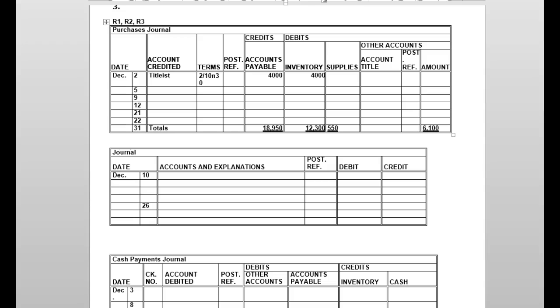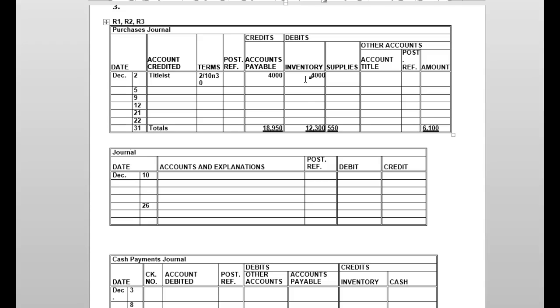Now, this is the important part. We're putting this full amount in at $4,000. If we pay the discount, we're going to have to decrease the value of that inventory because we have taken a discount and we will not have paid $4,000. So keep that in mind. So there's just 2 entries, very simple entries. Titleist 210 net 3, 4,000 accounts payable, 4,000 inventory. Seems to be fairly straightforward.